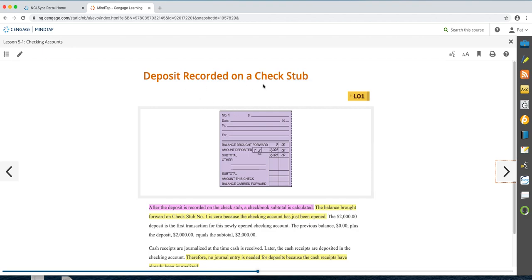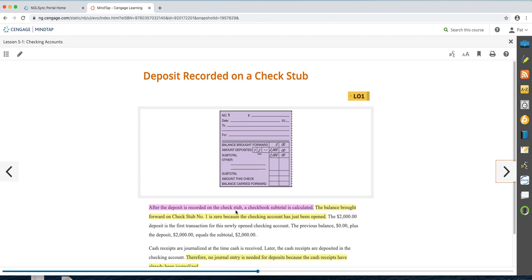Deposit recorded on a check stub. This is a check stub. And over here, you can see where the perforated edge would be, where you'd rip the check off and give it to them. They always tell you to record the check stub first, then write the check. I never had a check stub as a personal account. I always had a check register where you flipped it over and wrote it down. Companies do it differently, whatever. But this is the way we're learning as far as recording and keeping organized in accounting.